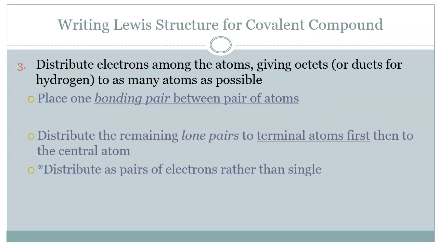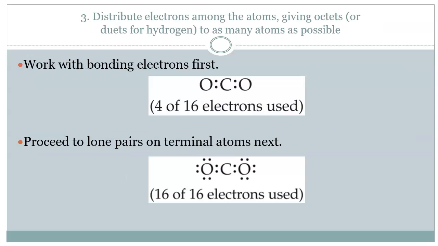The next step is that we're going to distribute electrons among the atoms, giving octets to as many atoms as possible. The first step, we're going to place a bonding pair between each pair of atoms. So we put in what we call a bonding pair, and then we distribute the remaining lone pairs, so pairs that aren't used in bonding, to the terminal atoms first, and then return to the central atom. We distribute electrons in pairs, not in singles. So we work with the bonding electrons first, and so what that means is that we are going to put our electrons in between the carbon and the oxygen first.